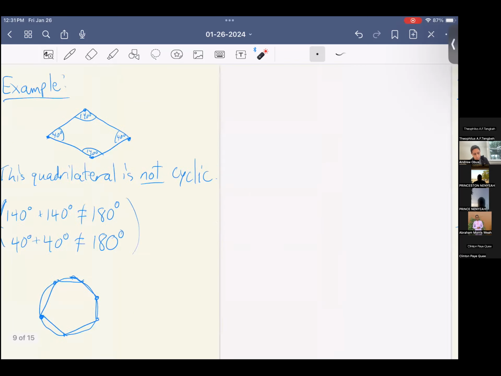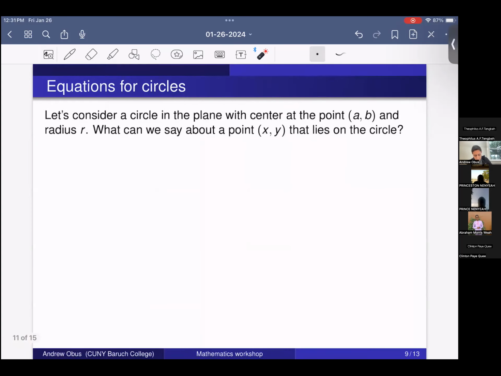Okay, good. The last thing that I want to do, fairly quickly, is if we consider a circle in the plane with center at the point (a, b) and radius r, what can we say about a point (x, y) that lies on the circle? So let's now move back to the coordinate plane.